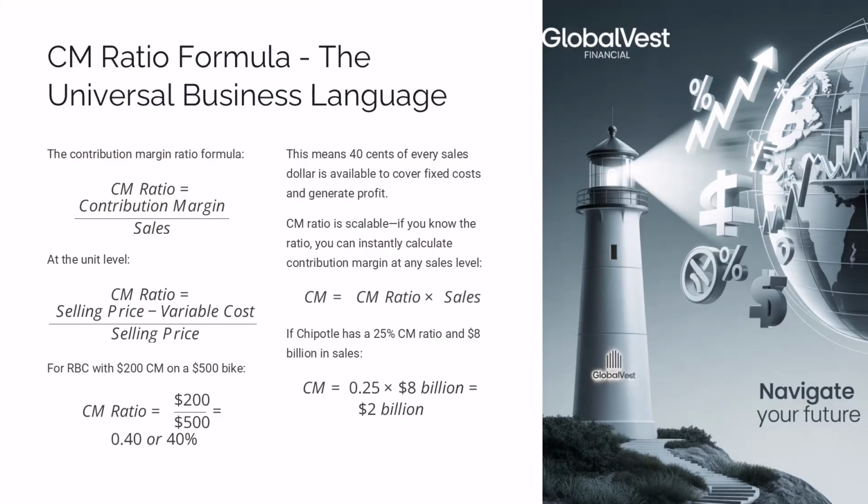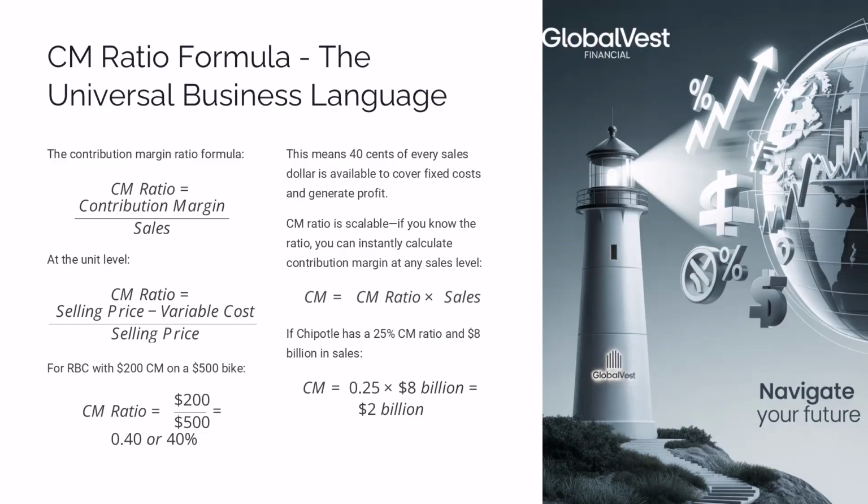This is the concept that will literally change how you see every business decision for the rest of your life. And I mean that quite seriously, because once you understand contribution margin ratio, you'll never look at a company's financials the same way again, whether you're analyzing Apple's 38% CM ratio that generates their massive cash reserves, or your local coffee shop's 60% CM ratio that keeps them in business despite seemingly low sales volume.